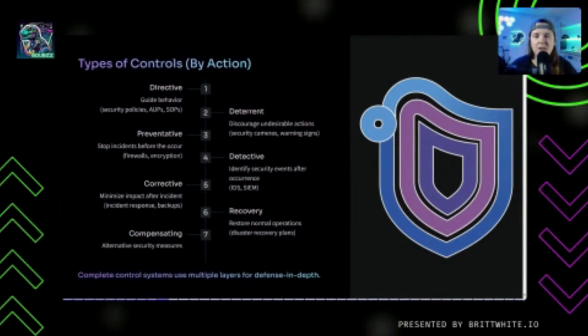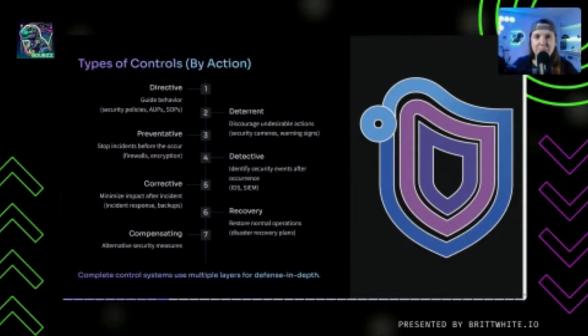It protects unauthorized entry. Detective controls identify security events after they have begun or occurred. Intrusion detection systems, or IDS, security information and event management, or SIEM systems, audit logs, and security monitoring tools are all detective controls. Think of a burglar alarm. It detects unauthorized entry after the event occurs.